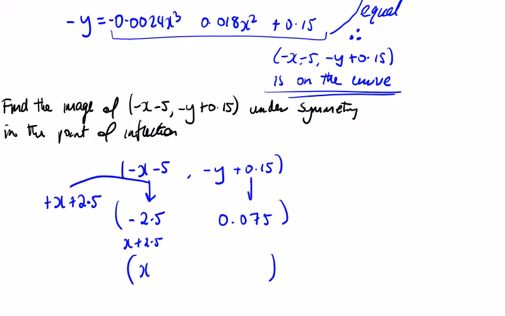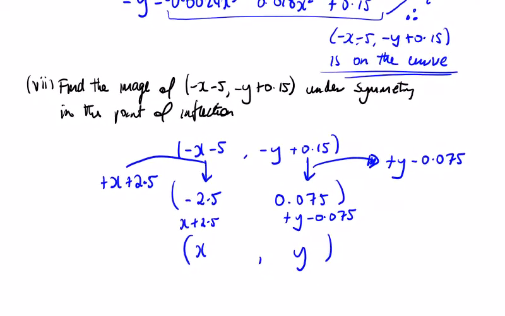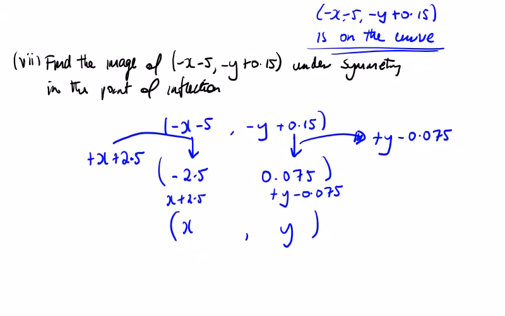So in this case, going down this way, we are having to add y and take away, well, that's 75 and 150, we have to take away 0.075. So if we add y and take away 0.075, we do in fact get the y and find the image. So xy is the image. This is our answer of that point.